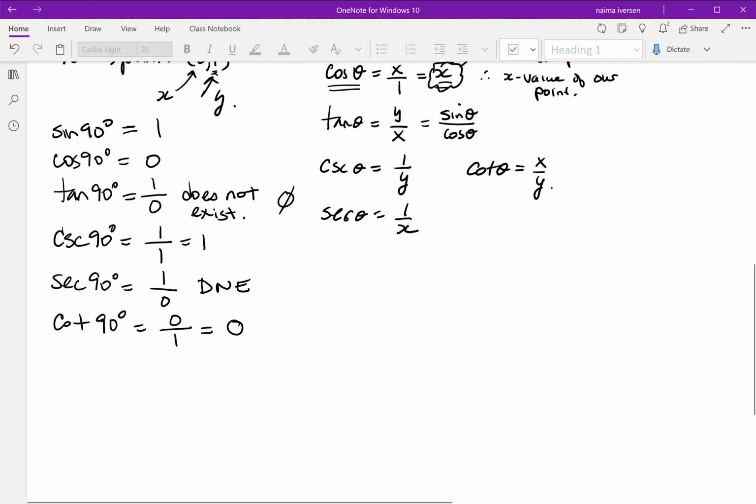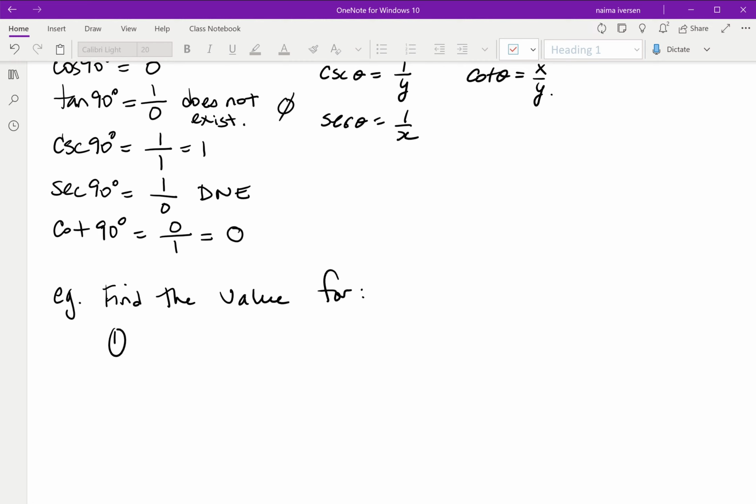So what we want to be able to do is maybe find something like this. Find the value for, let's try a couple of these. Let's try one. Sine of, let's see, negative 450 degrees. So again, the first thing that you want to do is you want to draw it. We're going to start from here. We're going to go in the negative direction, 90, 180, 270, 360, 450.